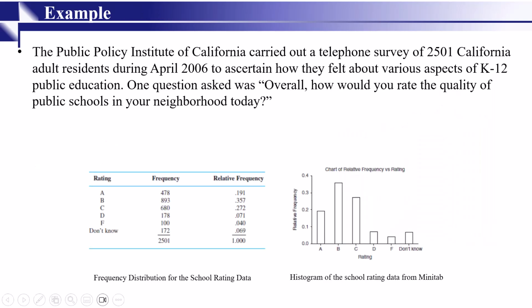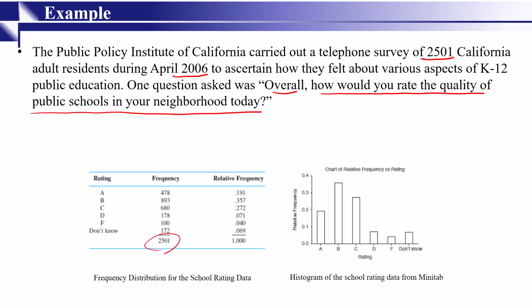The Public Policy Institute of California carried out a telephone survey of 2,501 Californian adult residents during April 2006 to ascertain how they felt about various aspects of K-12 public education. One question asked was, overall, how would you rate the quality of public schools in your neighborhood today? Anyway, the rating was A, B, C, D, E, F, don't know. 478 people say A, 893 people say B, and so on. The sum of people is here.